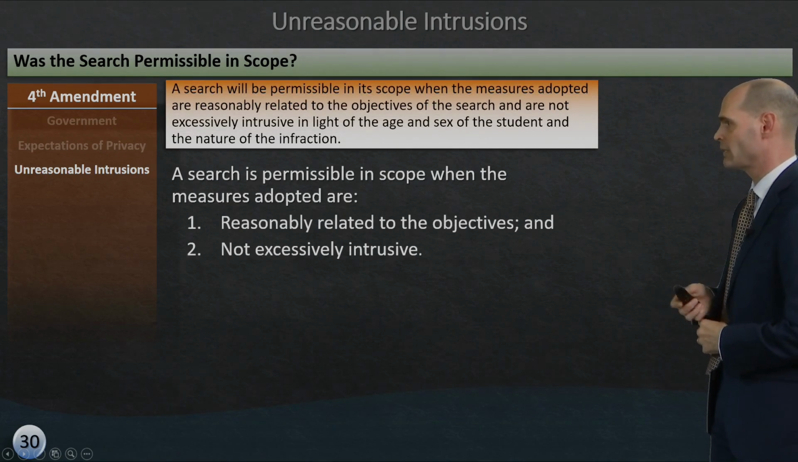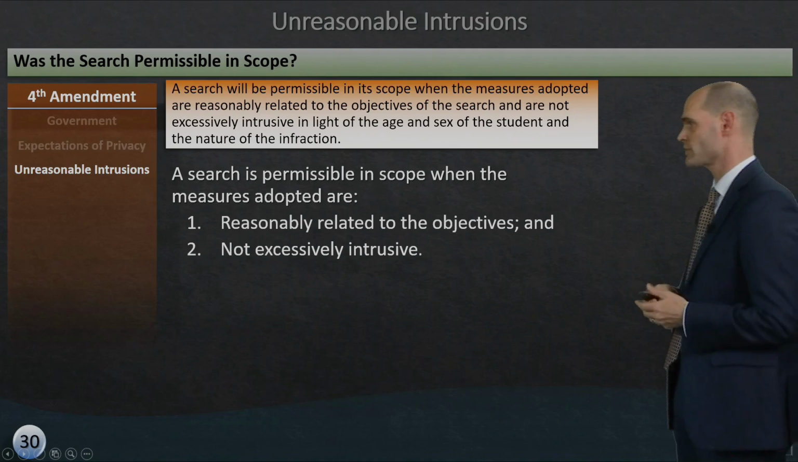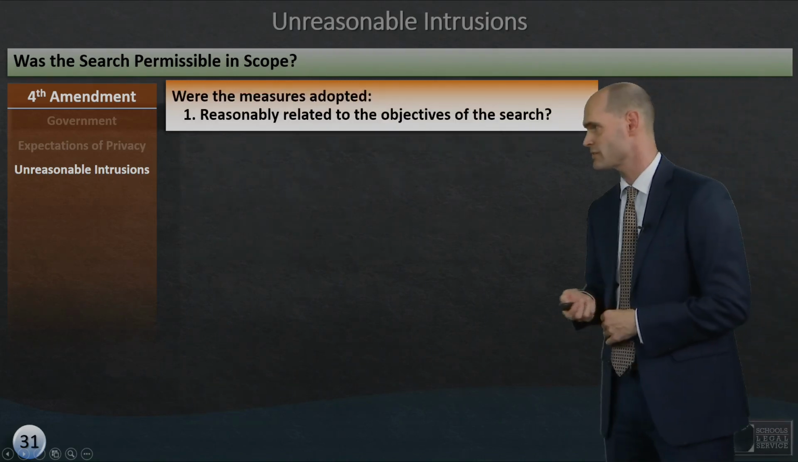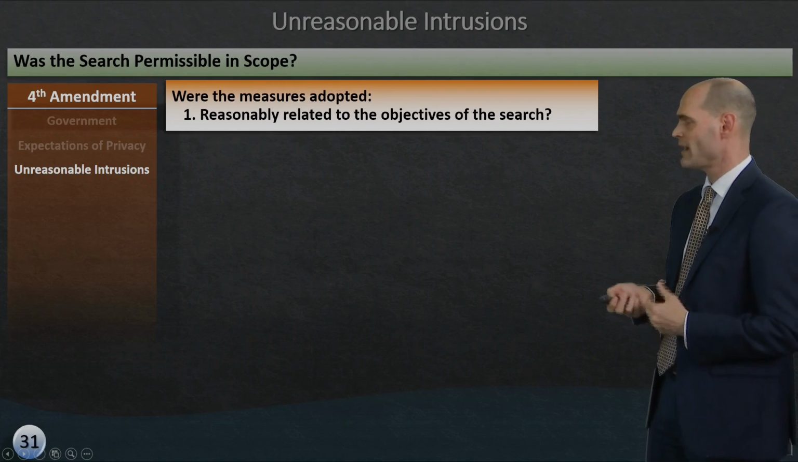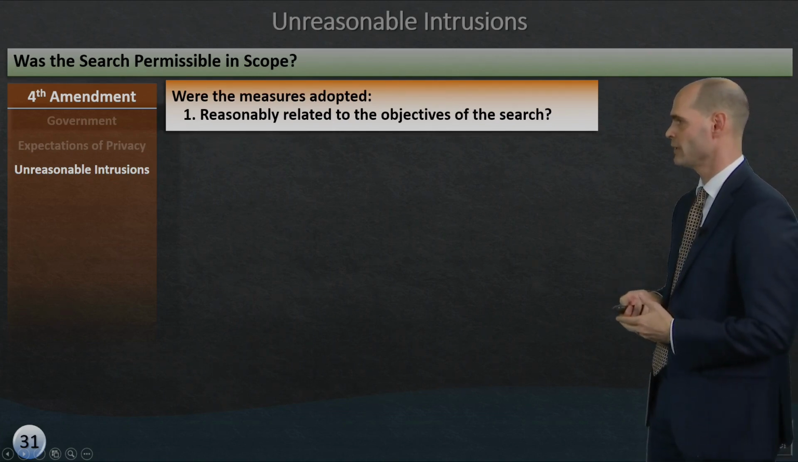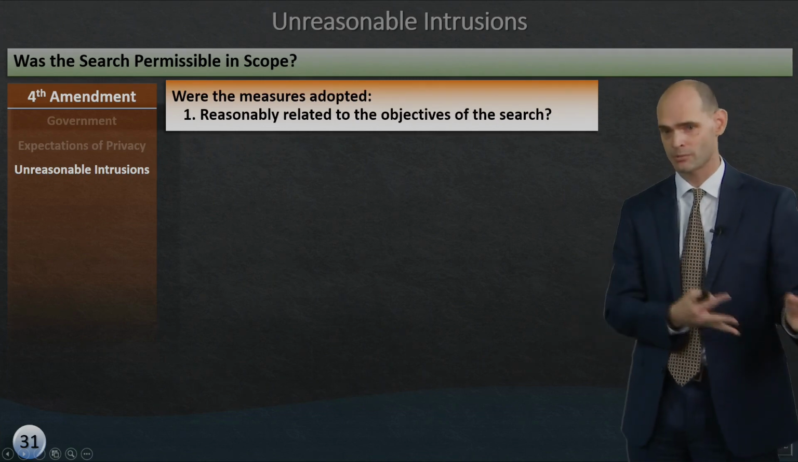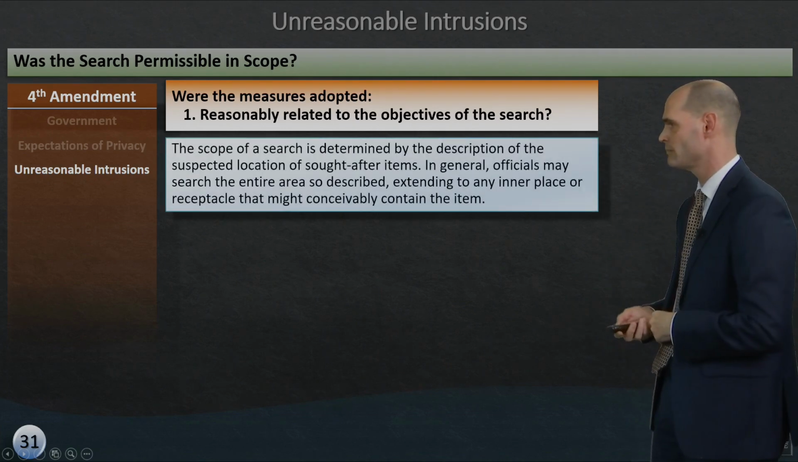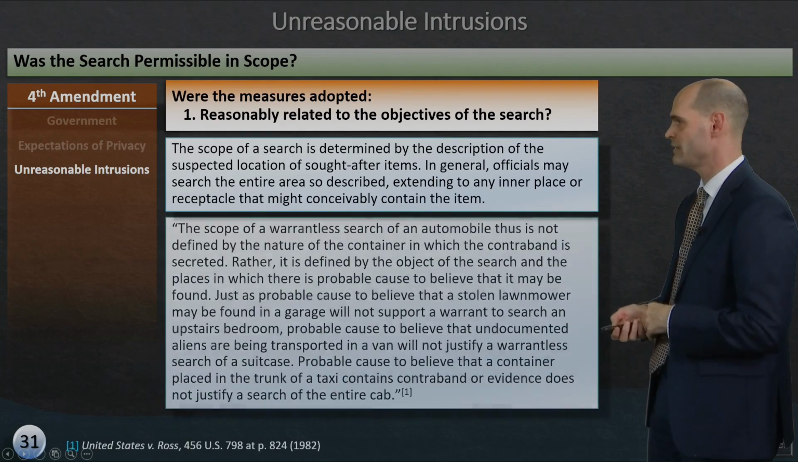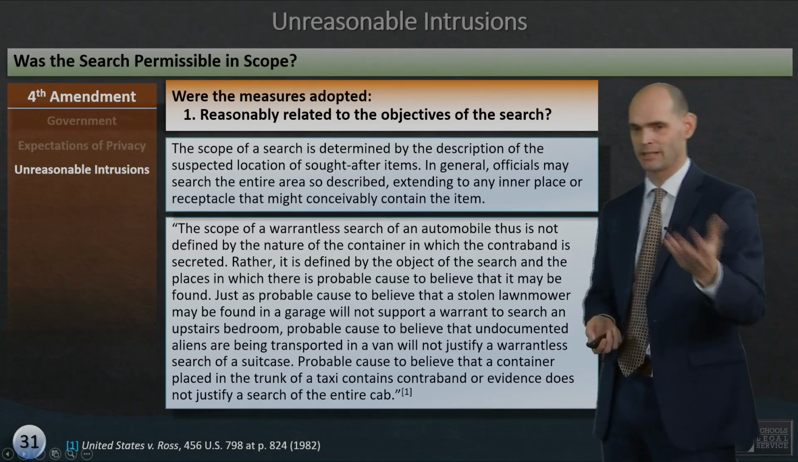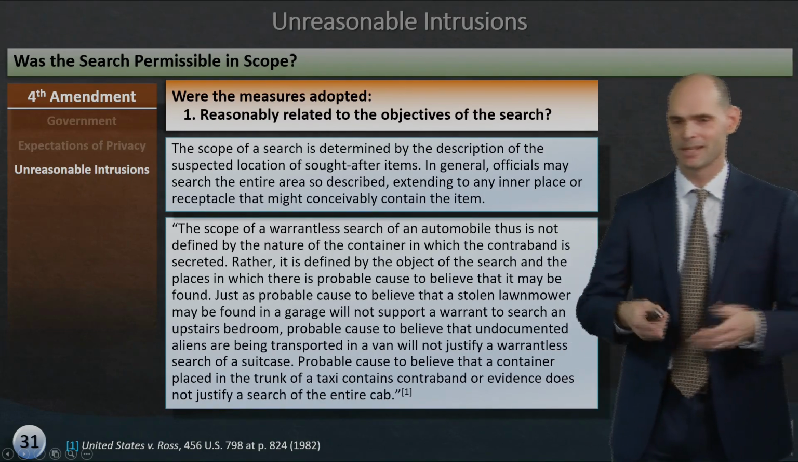Permissible in scope. So obviously search, it's got to be reasonably related to the objectives and not excessively intrusive. We've covered a lot of this, the measures adopted reasonably related to the objectives, right? You can't search a place where something might not be. And these quotes go to that general principle. I like the bottom quote. It's just a nice quote from the court.